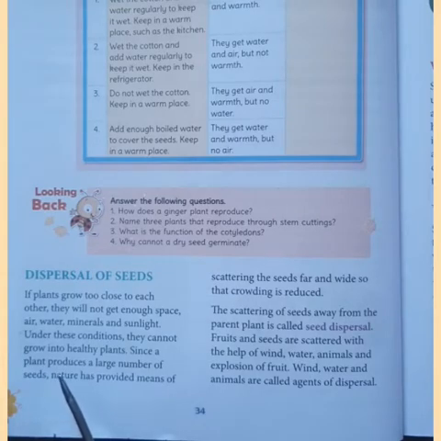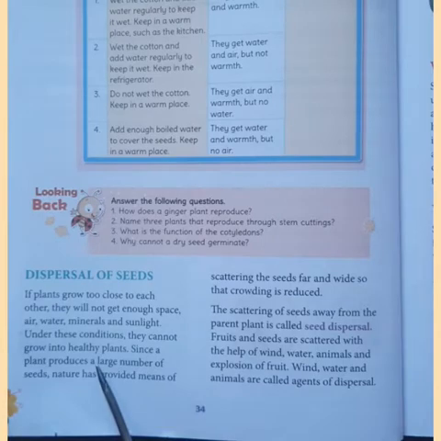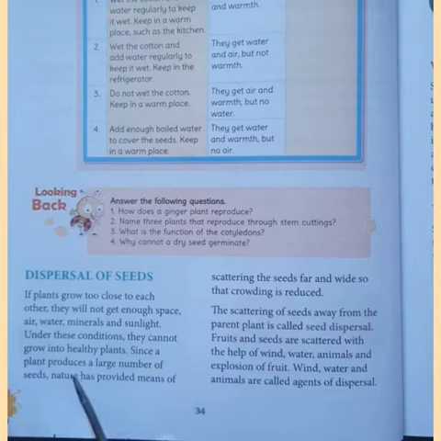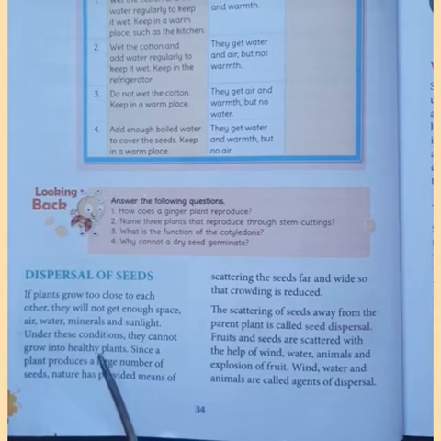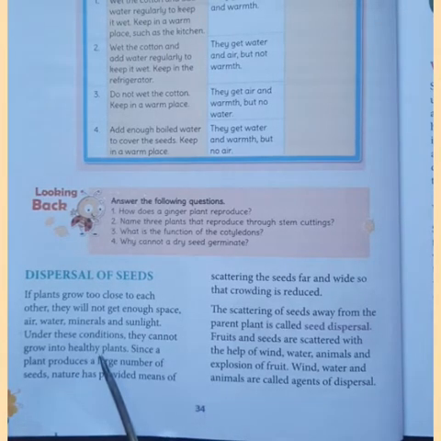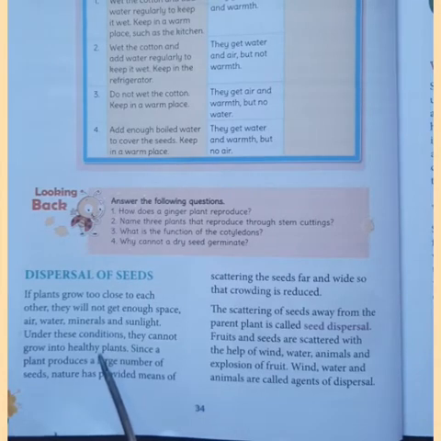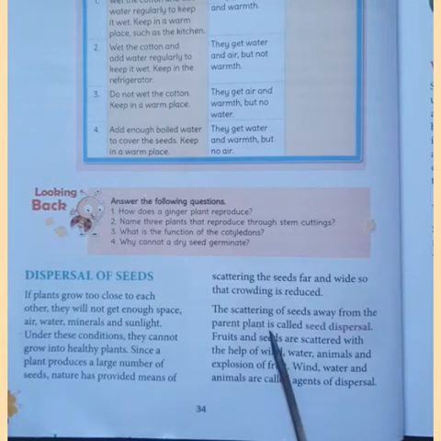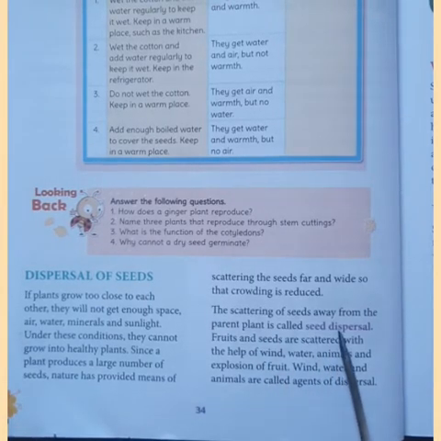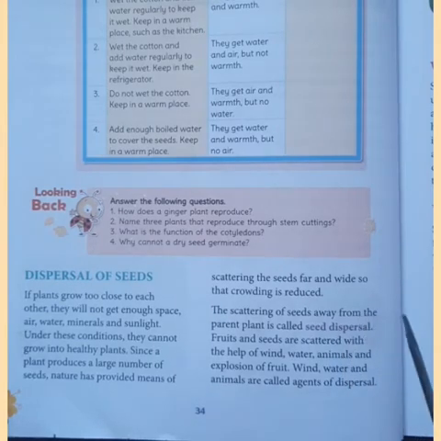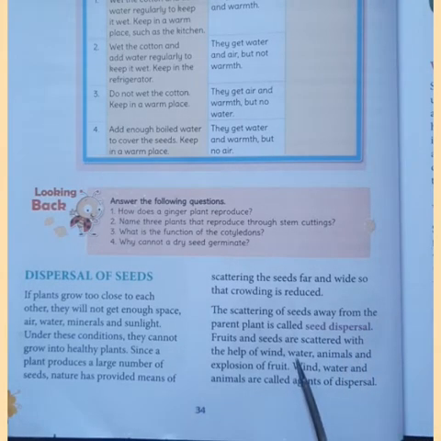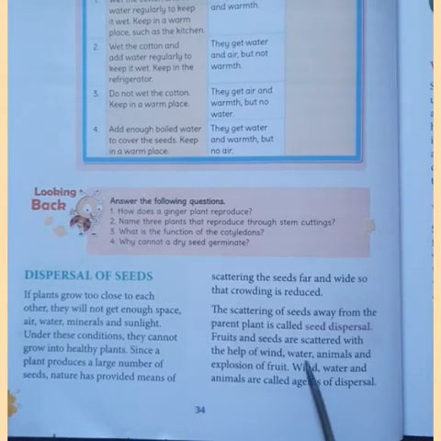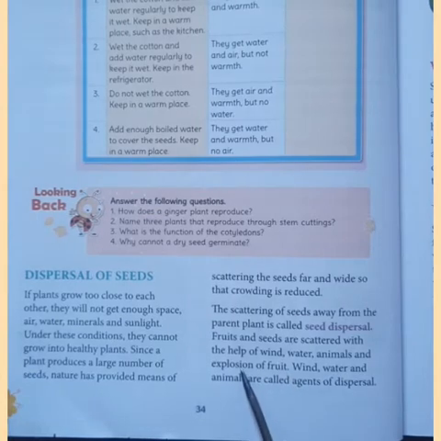Since a plant produces a large number of seeds, they have to be thrown away, or scattered away from the parent plant, for them to grow into new plants. The scattering of the seeds away from the parent plant is called seed dispersal. Fruits and seeds are scattered with the help of wind, water, animals, and with the explosion of fruits.